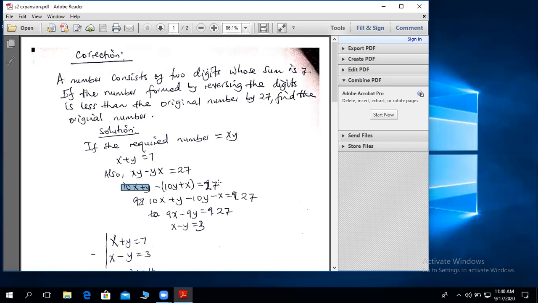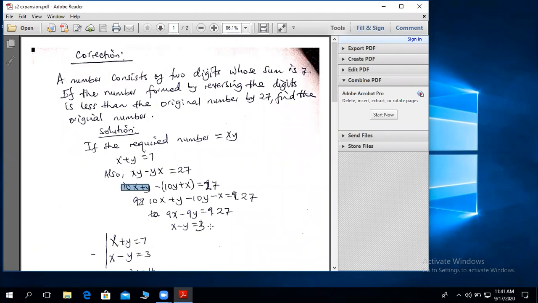So this is equal to 27. I have 10x plus y, then minus 10y, then this one will be a minus x, and it is equal to 27. So 10x, when I collect like terms, 10x minus this x, the answer is 9x. Then y minus 10y, the answer is negative 9y. It will be equal to 27. Then I divide by 9 out, and I remain with x minus y equal to 3.